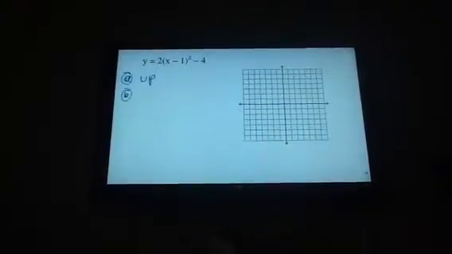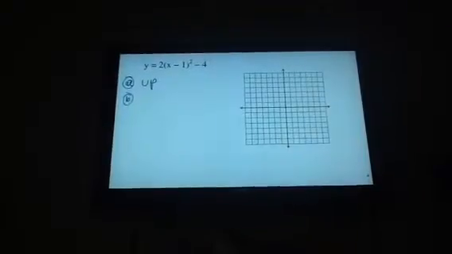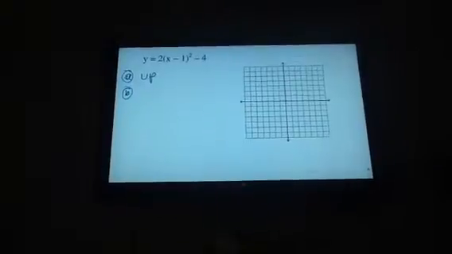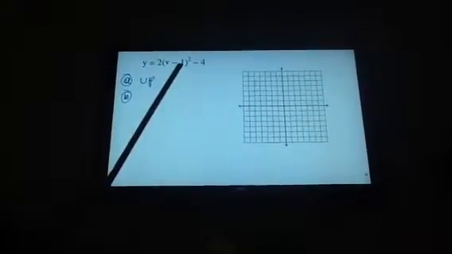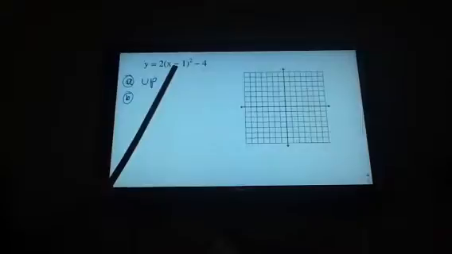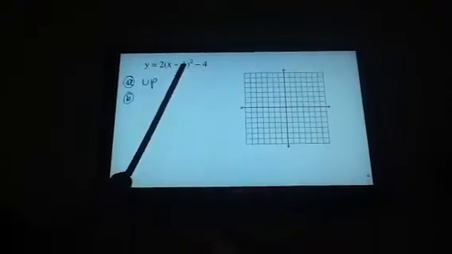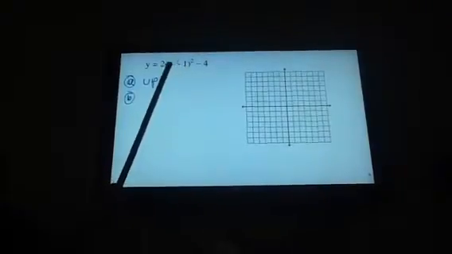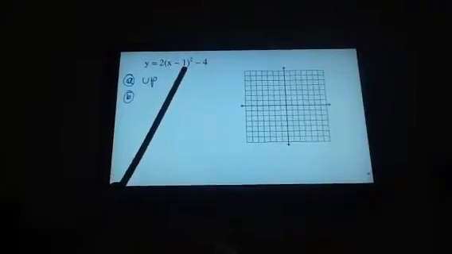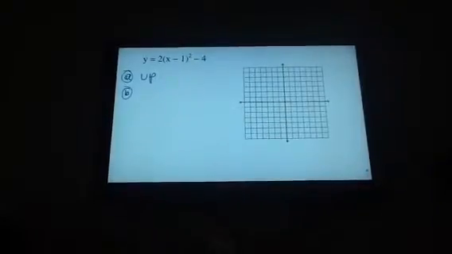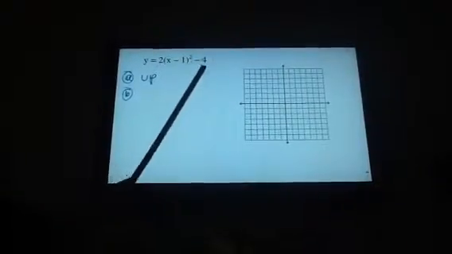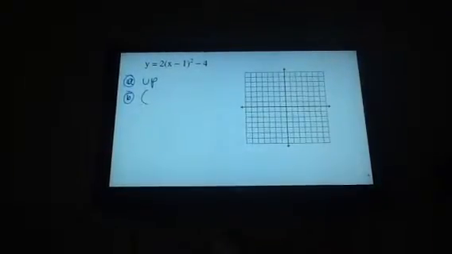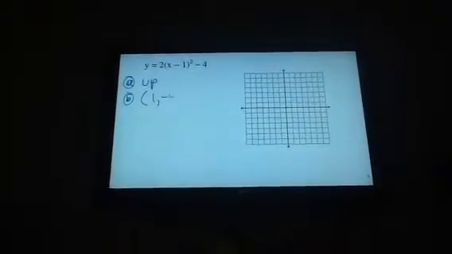Your vertex is your HK value. When it's in this form with parentheses, it's your HK value. So remember that the H, the standard form, had a minus here. So my H value is a positive 1. So I like to say, take the opposite of what you see here. So if it says minus 1, the H value is a positive 1. And then whatever that says, that is your K value, so minus 4. So my vertex is positive 1, negative 4.